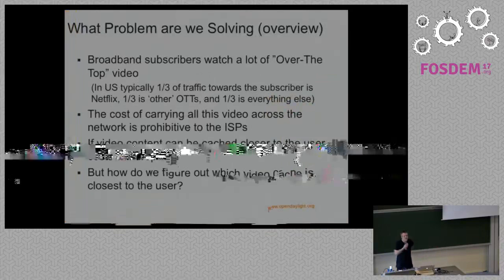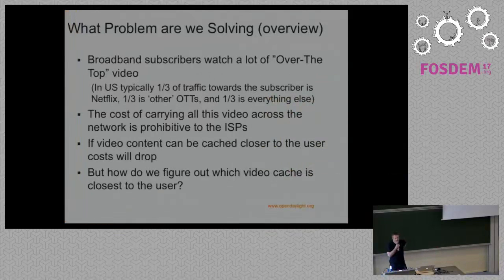So the problem we're trying to address here is over-the-top video. I hear these stats, in the US something around a third of all traffic is Netflix, a third is other OTTs, and a third is regular internet use. I know in other countries it's different. I hear in India it's over 50% Google, this sort of thing. So there's very, very high volumes of this traffic.